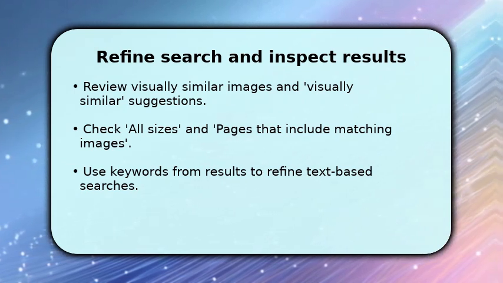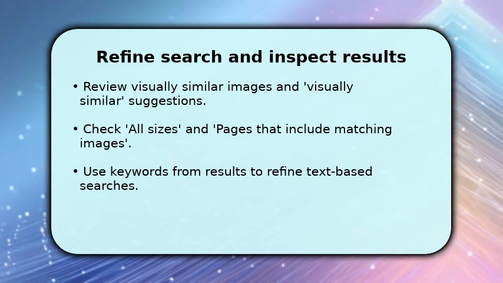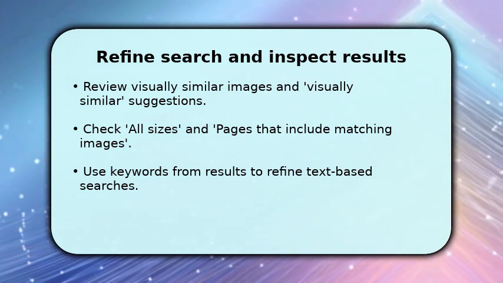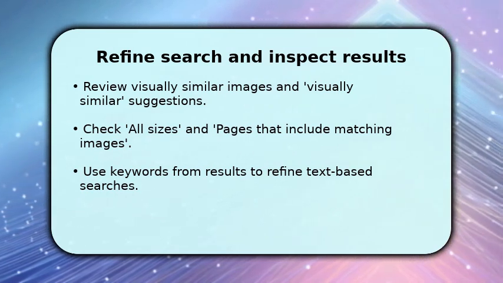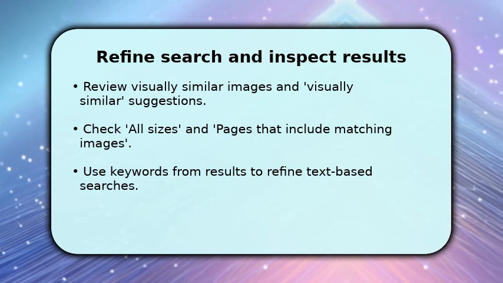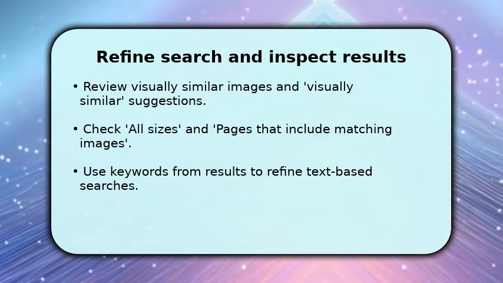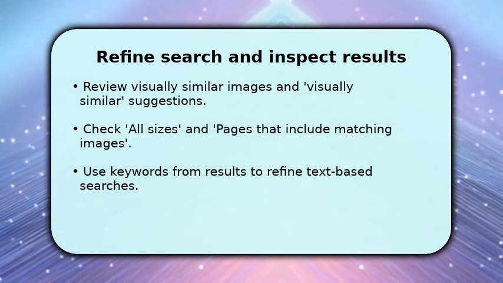Click all sizes to see higher resolution matches, and open pages that include matching images to find original context or metadata. If results are noisy, copy a descriptive phrase you see and paste it into a regular Google search to filter by site, date, or file type. Make sure to try alternative keywords and remove color or size filters to broaden or narrow.